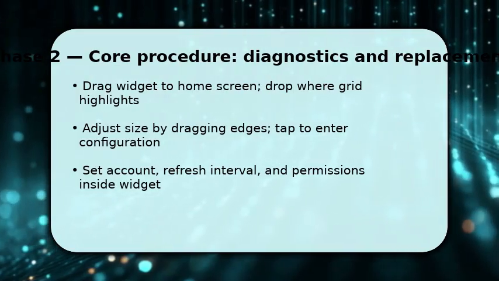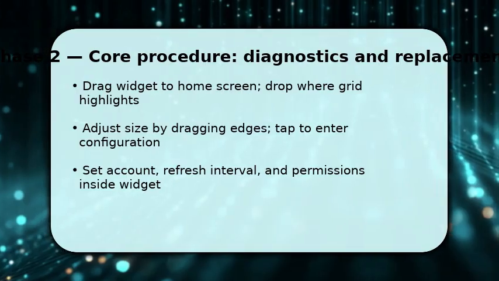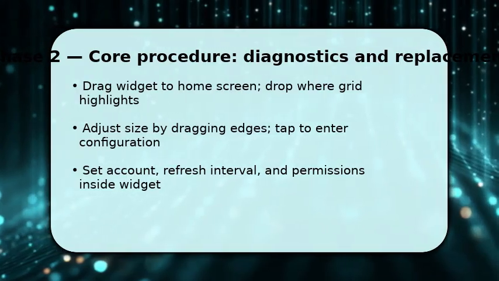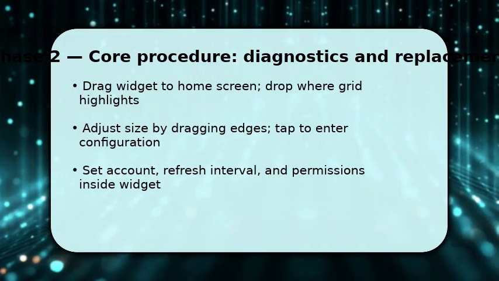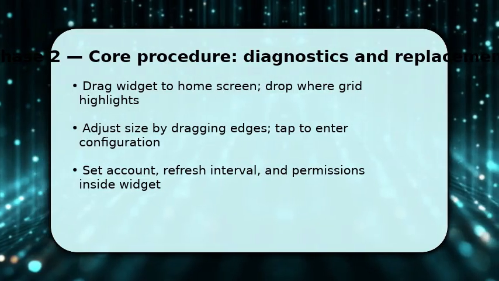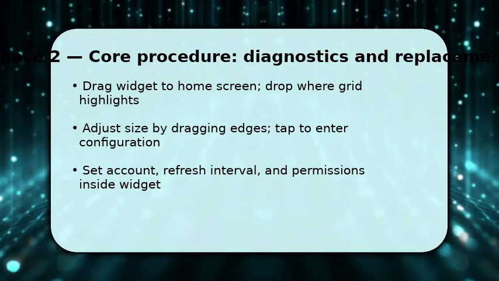Next, tap the widget to open configuration. Link accounts, set refresh intervals, and enable any required permissions. Doing this now avoids broken functionality later, and it helps control battery and data usage.